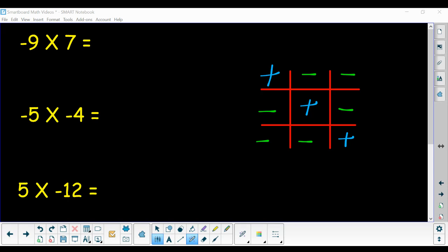But here's where it gets tricky. If you have a negative and you multiply by another negative, you end up with a positive answer. Yeah, so you know the old saying, two wrongs don't make a right? Well, in this case it does. Two negatives make a positive. So negative times negative equals positive, or negative divided by negative equals positive.